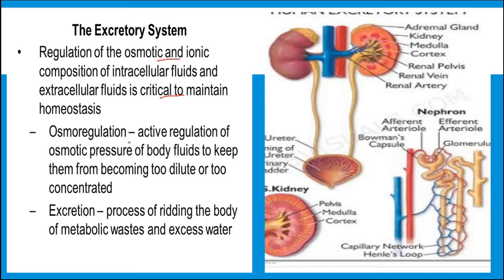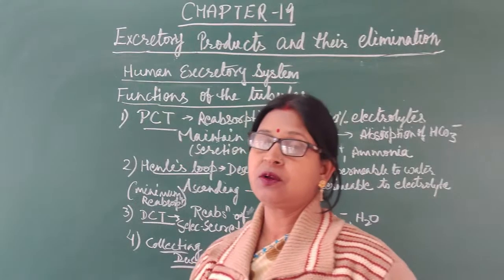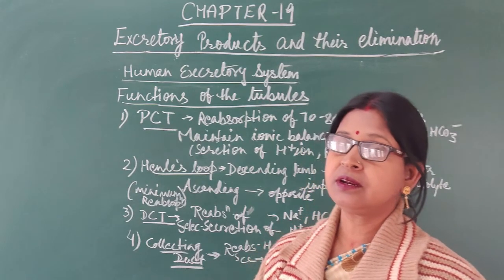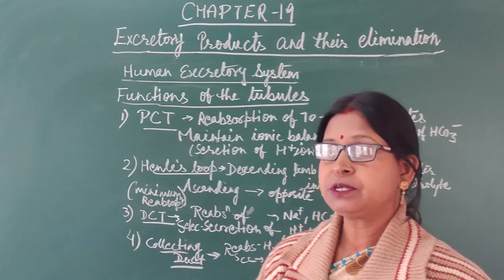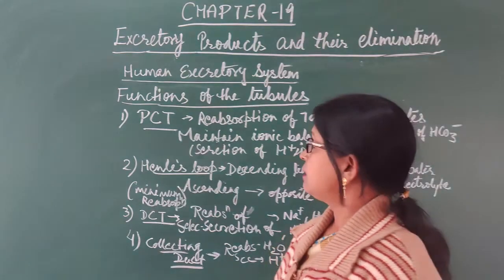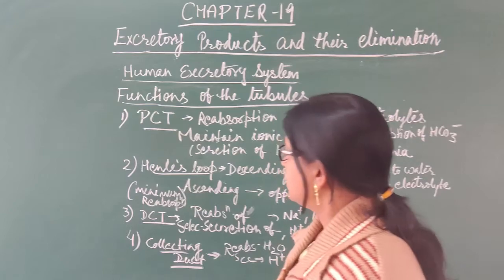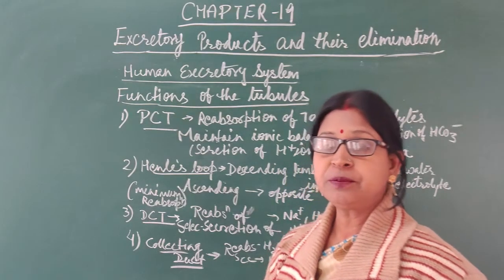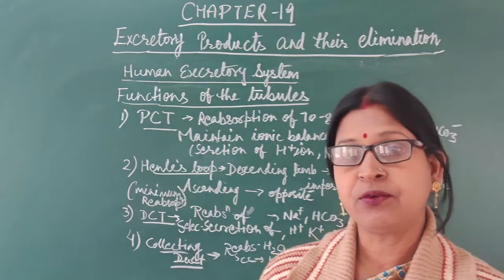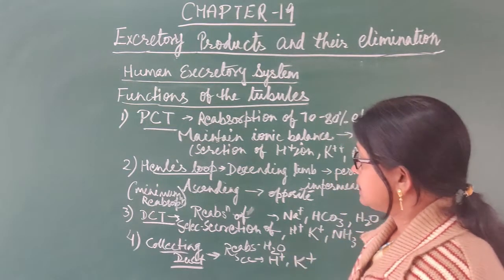It helps in osmoregulation, that means regulation of osmotic pressure of the body, as well as it is involved in the excretion of the metabolic waste, excess water, etc. After discussion of kidney, its function, nephron, urine formation, now we will discuss separately the tubular parts of this nephron, what contribution or what functions they are performing. For example, we will discuss separately.